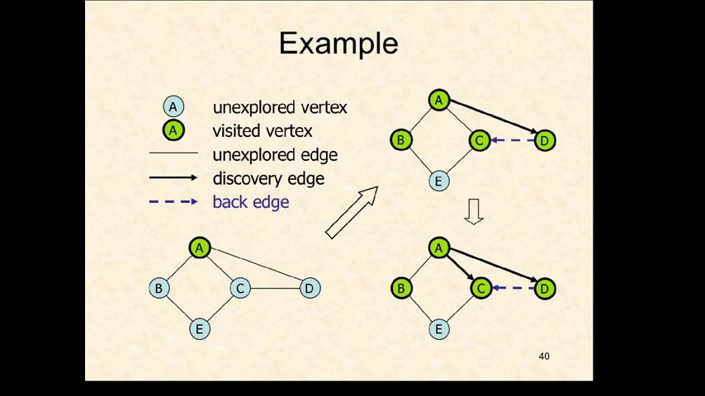Okay, so here's an example of drawing it out on a graph and looking at what's going on. So we've got the unexplored vertices, visited vertices, ones that we have basically added to the stack.